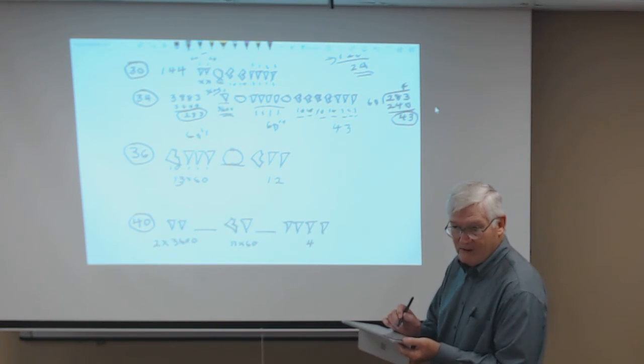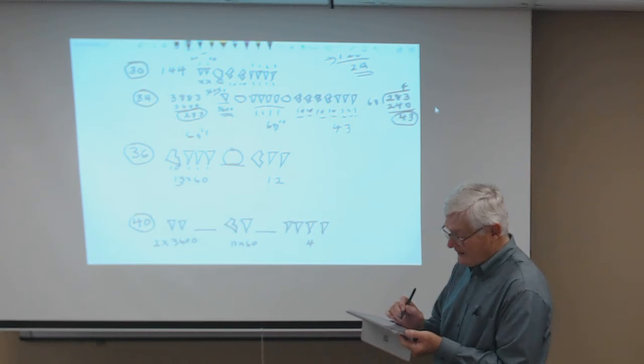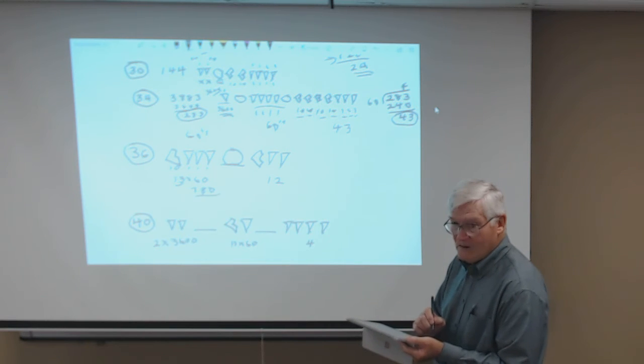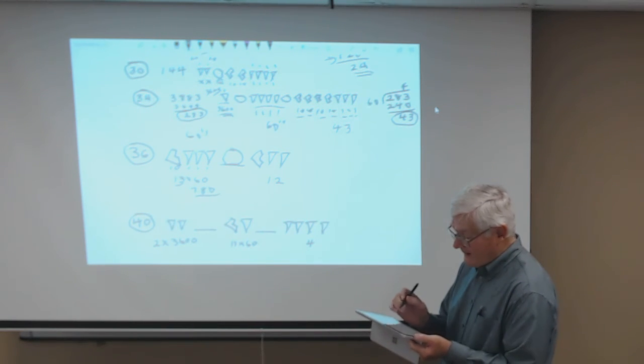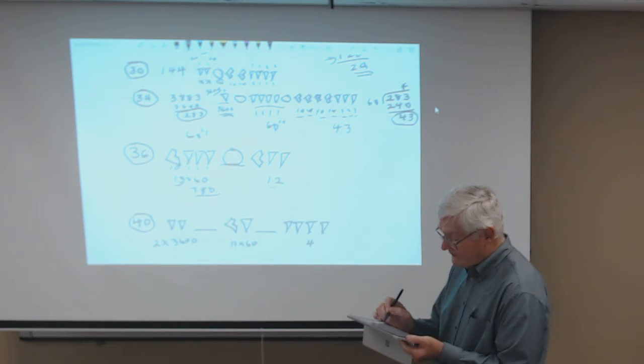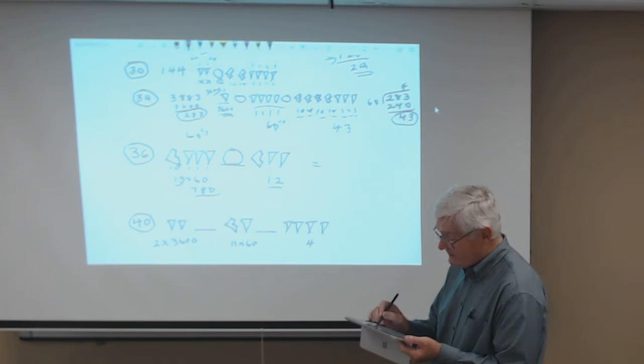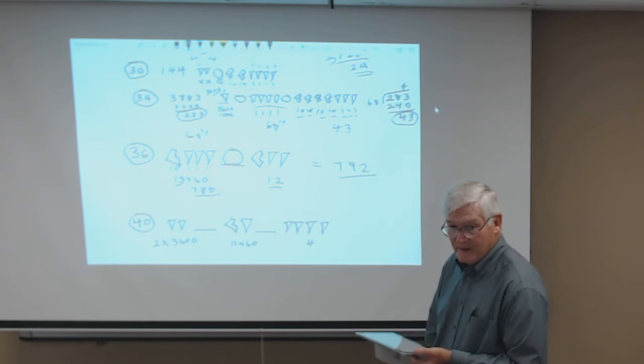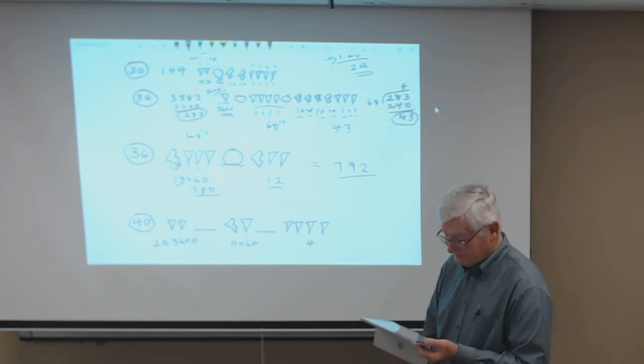You don't know? Punch it in your calculator. What's 13 times 60? 780. Okay? Then I add 12, so the answer is 792. Everybody follow that?